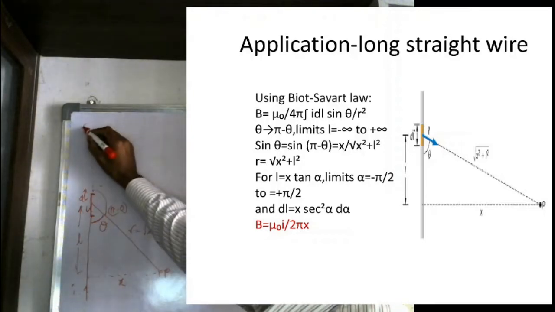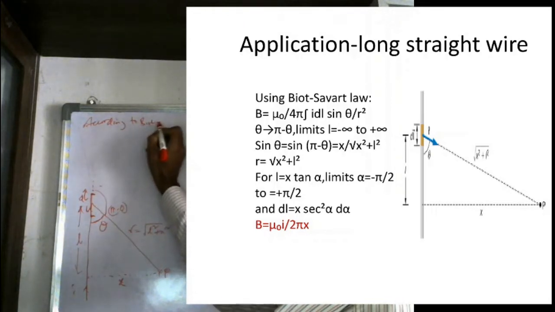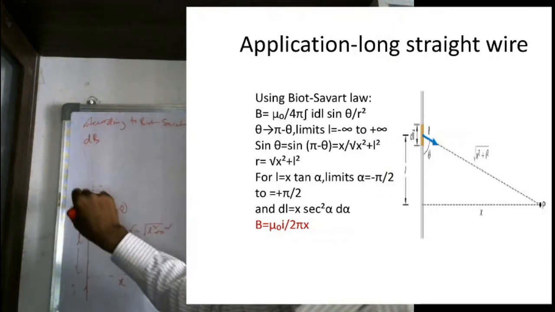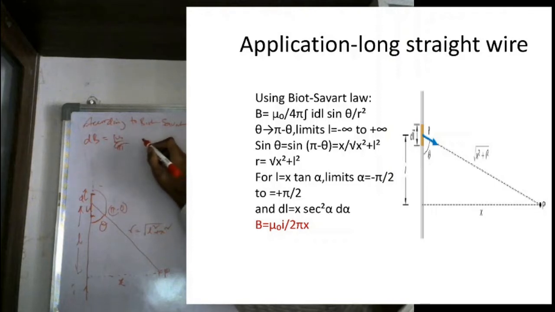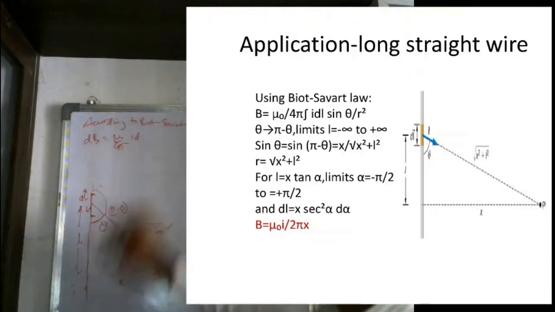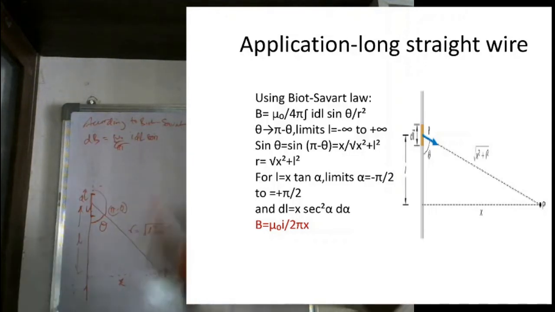Now according to the Biot-Savart law, dB, that means corresponding to this dl element, dB is equal to mu naught by 4 pi, current I, I dl sin theta by R square.